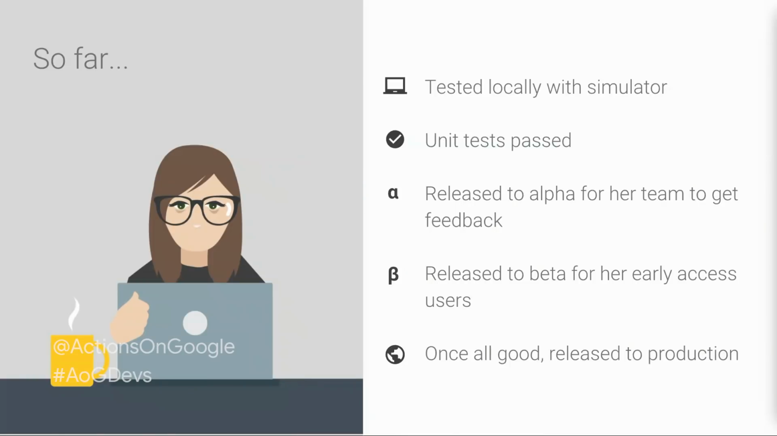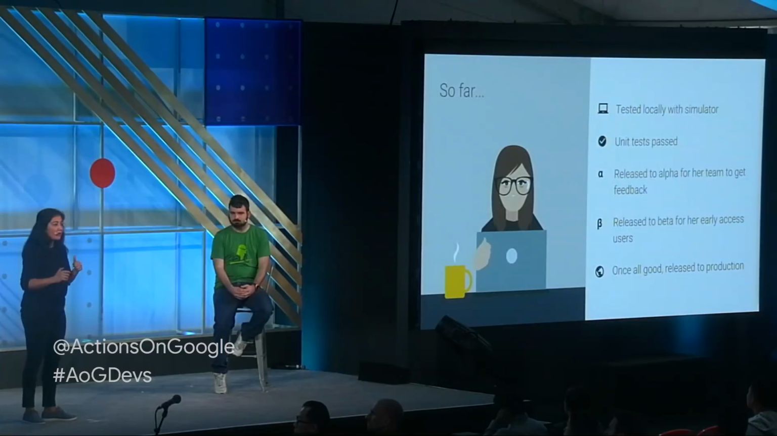So let's recap what we have been doing so far. Jane built her Trailblazer action with Dialogflow. She tested locally with simulator. And also, she was able to test it with her own device that was connected to her preview account. And she wrote her unit test by using automated testing library. And once everything was green, she moved it to her teammates and made an alpha release. Her teammates gave her feedback, and she was able to iterate and make her actions more stable. And then she released it to her beta testers, to a wider audience. And once she made sure her actions are stable, she is ready to go for production.